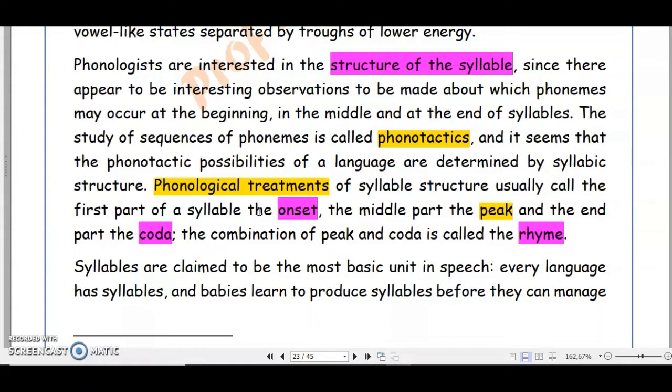Onset, peak, and coda are general names for the parts of the syllable, okay? In a word such as know, you have the N as the onset, and the peak O, the vowel, okay? You don't have a coda there because you don't have another consonant next to it, okay?